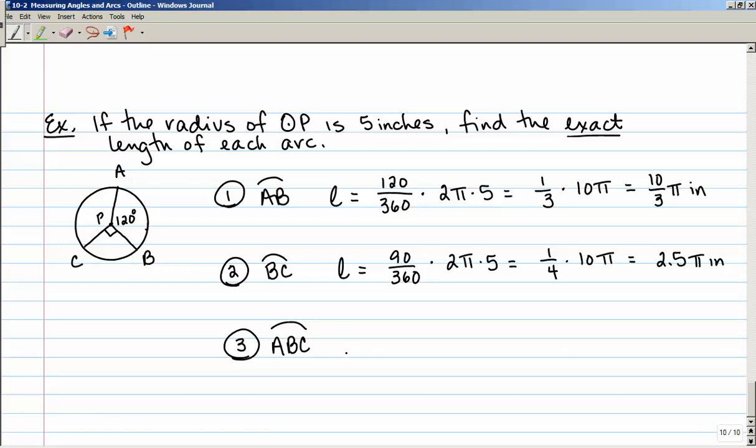And the length of arc ABC. Arc ABC is 120 plus 90, or 210 over 360 times, I'm going to take a shortcut here because I've already done it twice, the circumference is 10 pi. And plugging into your calculator, you can do 210 divided by 360 times 10. Don't put pi in the calculator. 210 divided by 360 times 10. Math, enter, enter, is going to give you 35 over 6 pi inches.